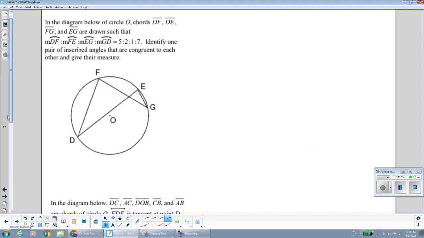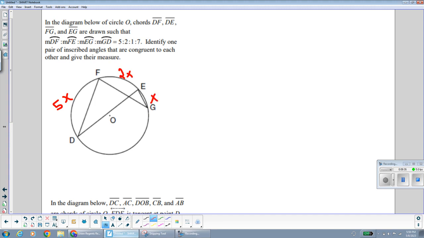Let's take a look at the next example over here. Let's take a look at this question over here. So we're told that we have circle O, and then we have a bunch of chords in the circle. And we're told that the ratio of arc DF to FE to EG to GD is 5 to 2 to 1 to 7. So arc DF is 5x, arc FE is 2x, arc EG is x, and arc GD is 7x.